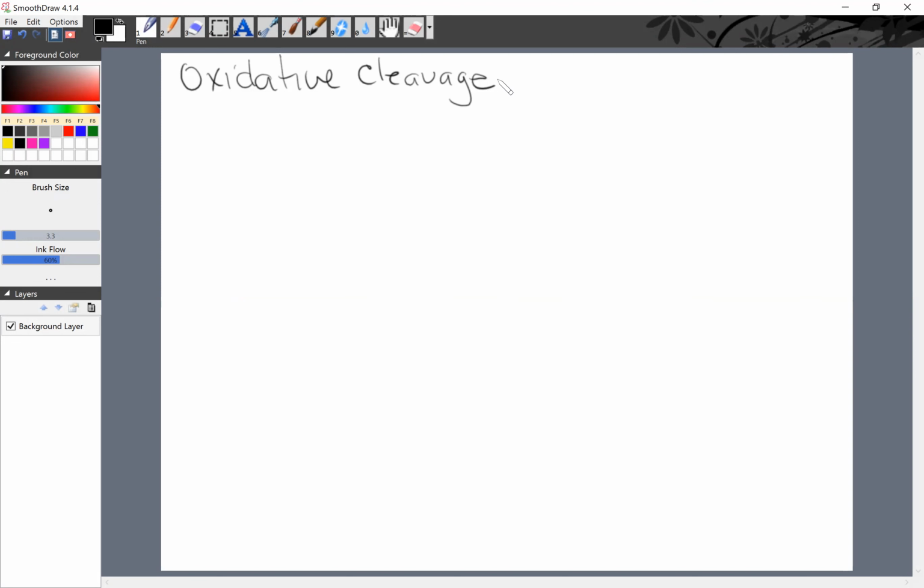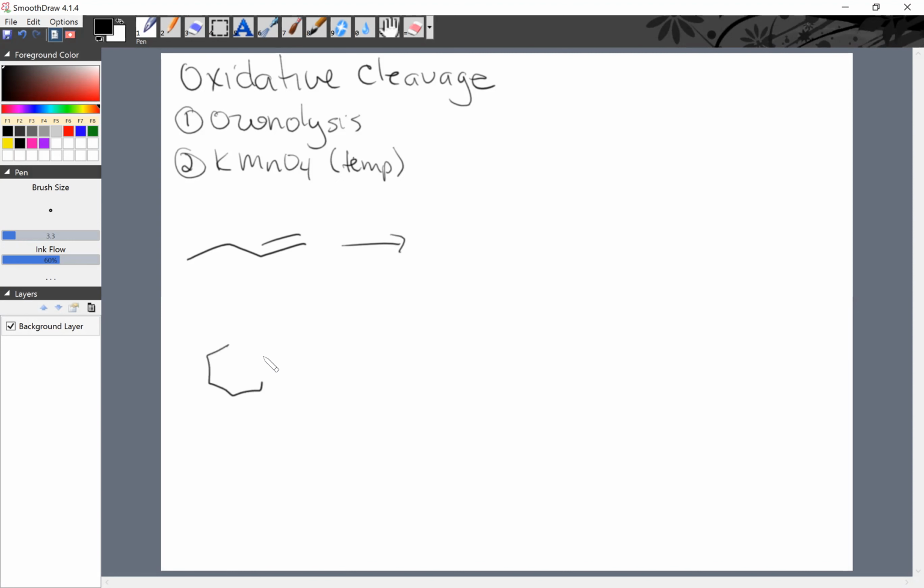All right, oxidative cleavage. We can use ozonolysis, or potassium permanganate. And we have to control that one with temperature. And it just depends on what you want for the end product. So let's see, how about that one? Let's do an alkyne.